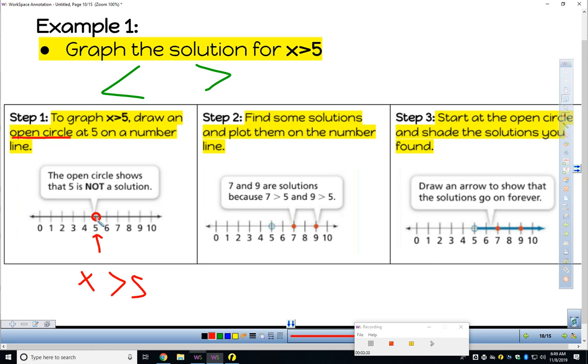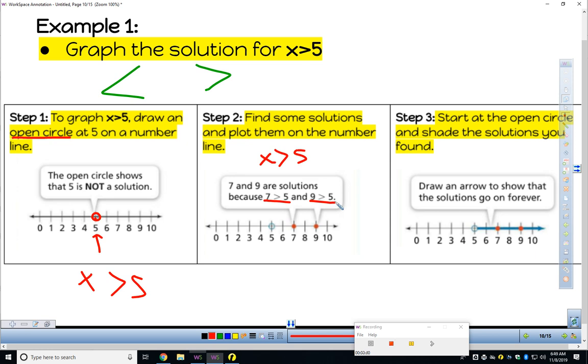So we could find some solutions, and by find some solutions, what I mean here is I want you to substitute in numbers and see if they are correct. So here we say that 7 and 9 are greater than 5. And you can see that we've substituted in those values for our variable, and that holds true. 7 is greater than 5. 9 is greater than 5.